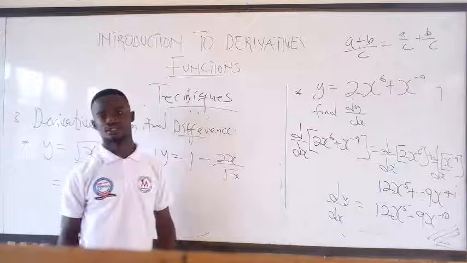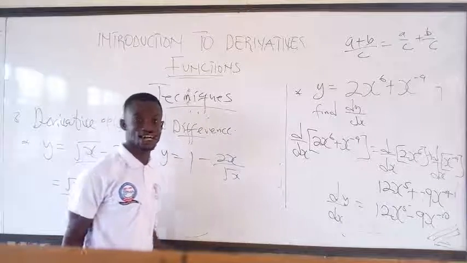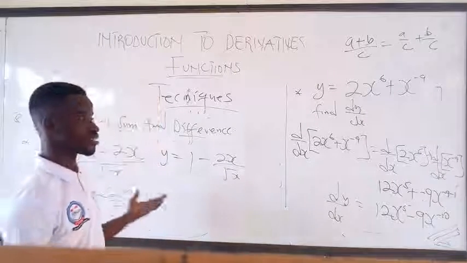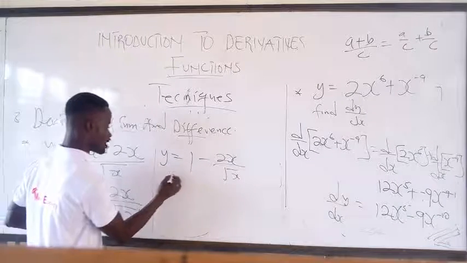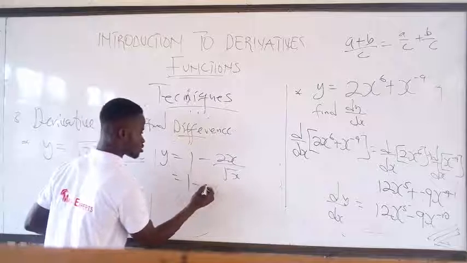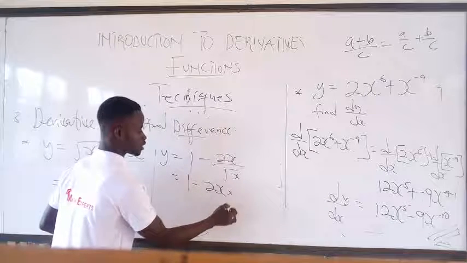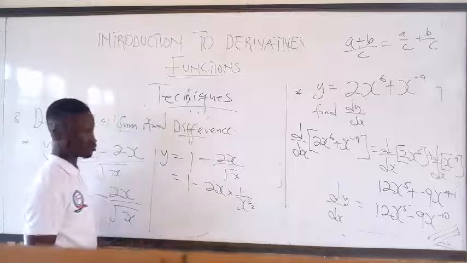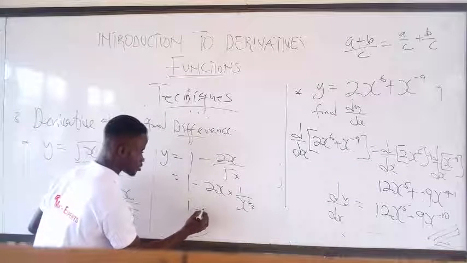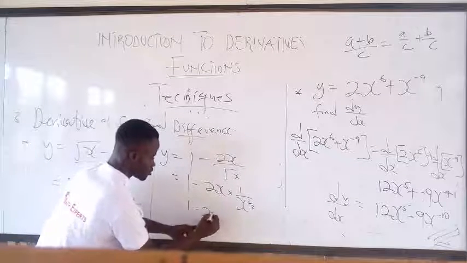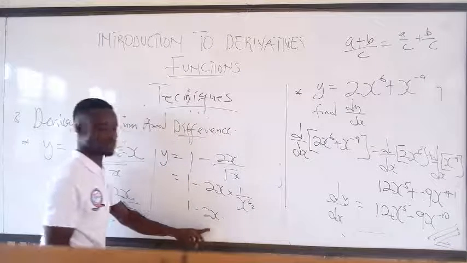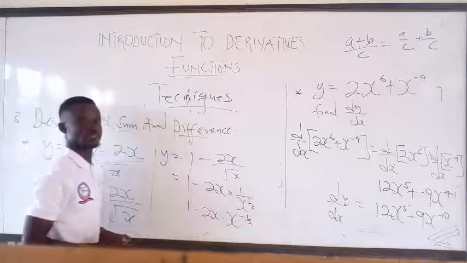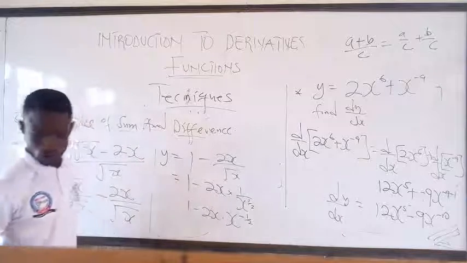We can still solve it by your idea in what? Indices or whatever. Just go your way. So let's see. This is the same as 1 minus 2x multiplying 1 over x to the power half. So 1 minus 2x being multiplied by x to the power negative half.